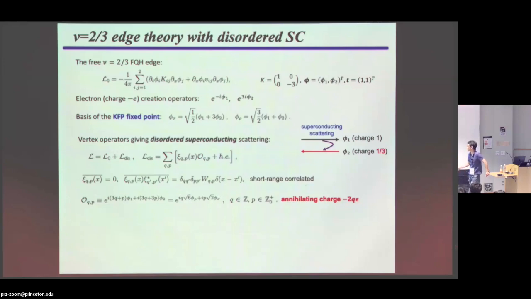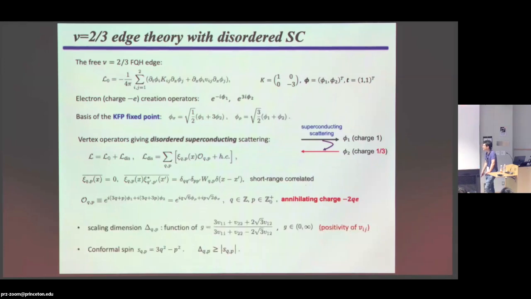And this Q here actually determines how much charge this operator annihilates, because phi sigma does not carry charge; it's a charge neutral object. And P has an effect on the scaling dimension. So basically, this operator would annihilate charge minus 2Qe. That's saying you're tunneling Q Cooper pairs between the edge state and the superconductor.